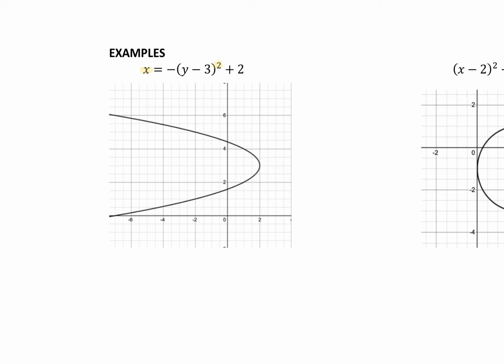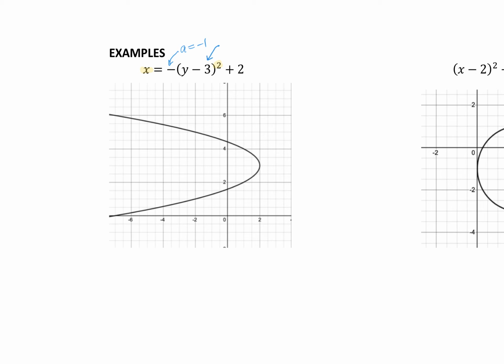Notice that this negative in the front, that's our a value. So the negative is like a -1. So since a is negative, this parabola should be opening left, and I could see by this diagram that it does open left.